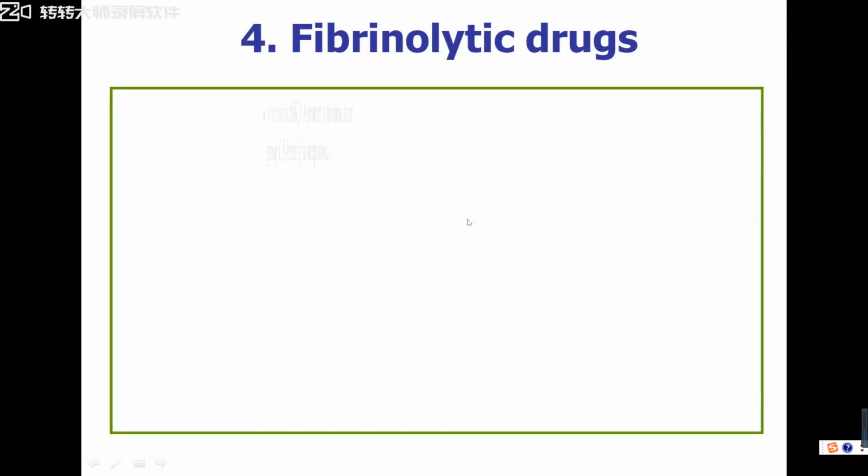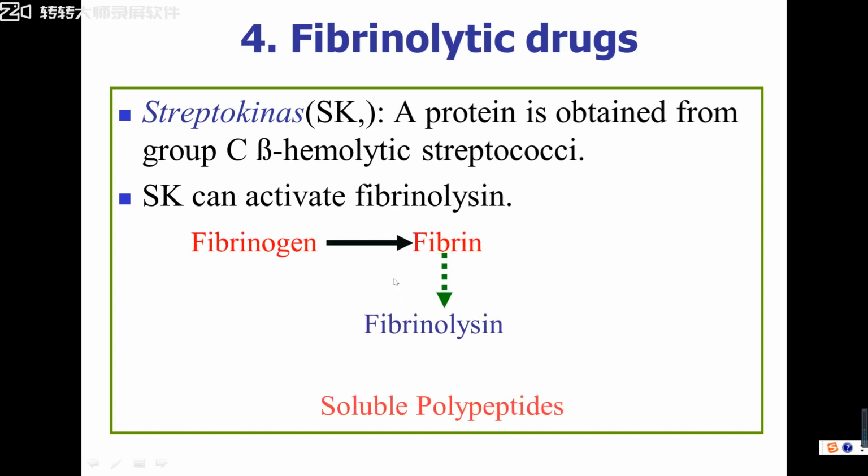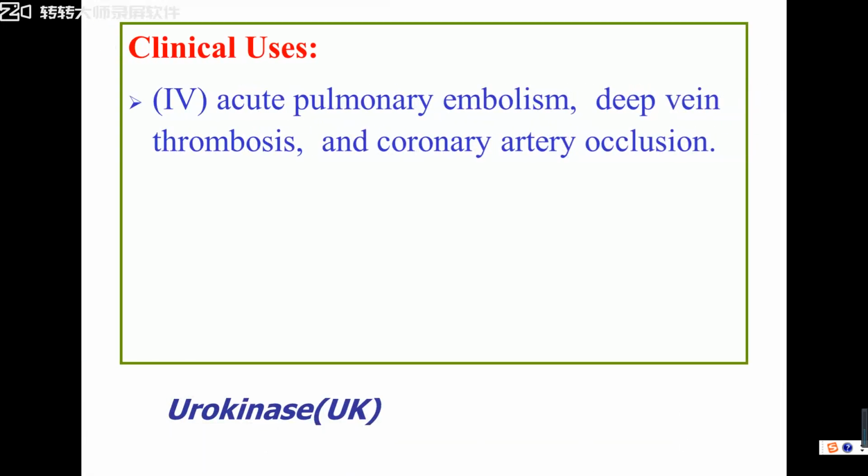Fibrinolytic agents are also used to treat thrombotic disease, such as streptokinase, SK. It is a protein obtained from group C beta hemolytic streptococci. SK can activate fibrinolysin and inhibit thrombotic disease. We use SK by slow intravenous infusion to treat acute pulmonary embolism, very serious deep vein thrombosis, coronary arterial occlusion, and so on.